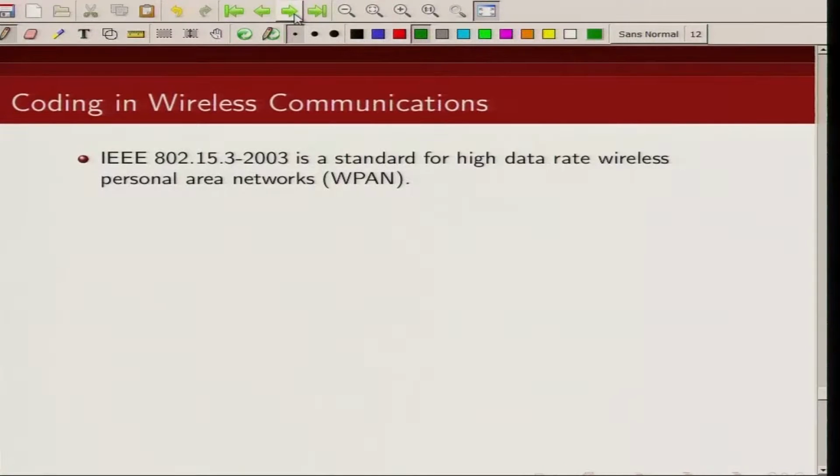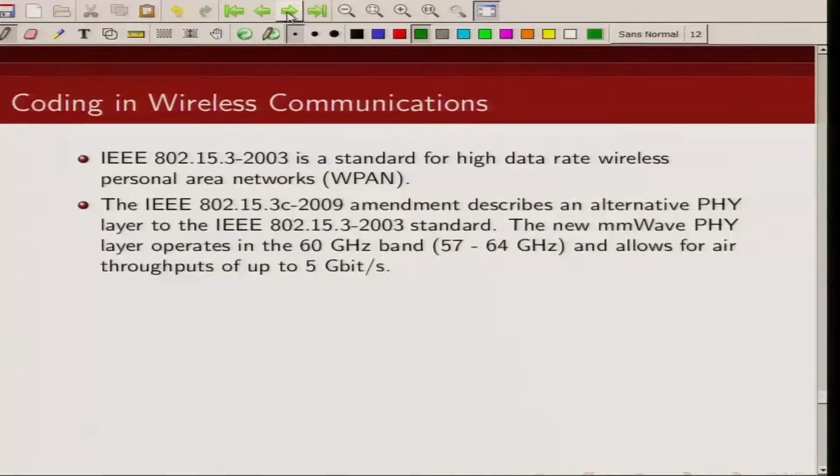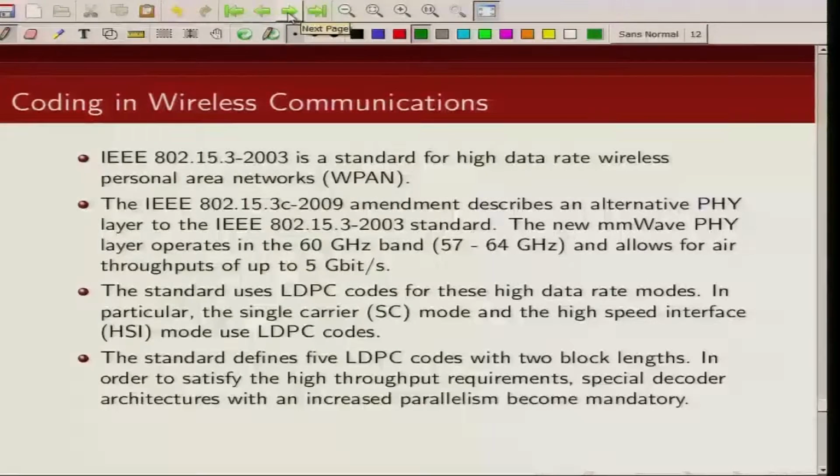Then we have IEEE 802.15, which is a standard for wireless personal area network. Here also there is a new physical layer which is based on millimeter wave in the 60 gigahertz band, which allows throughput up to 5 gigabits per second. Here LDPC codes have been suggested. 5 different LDPC codes with 2 different block lengths have been suggested.